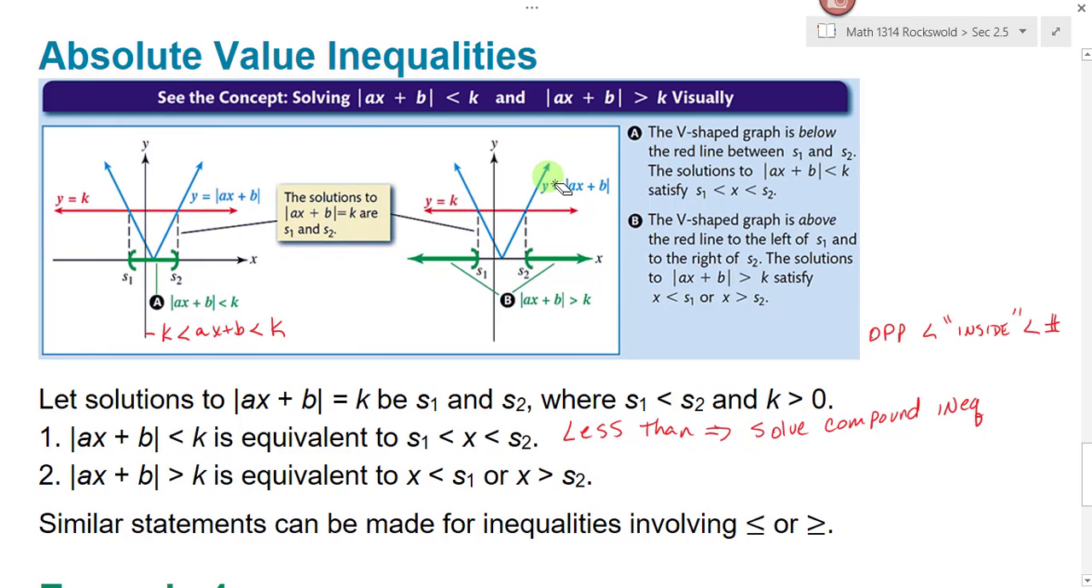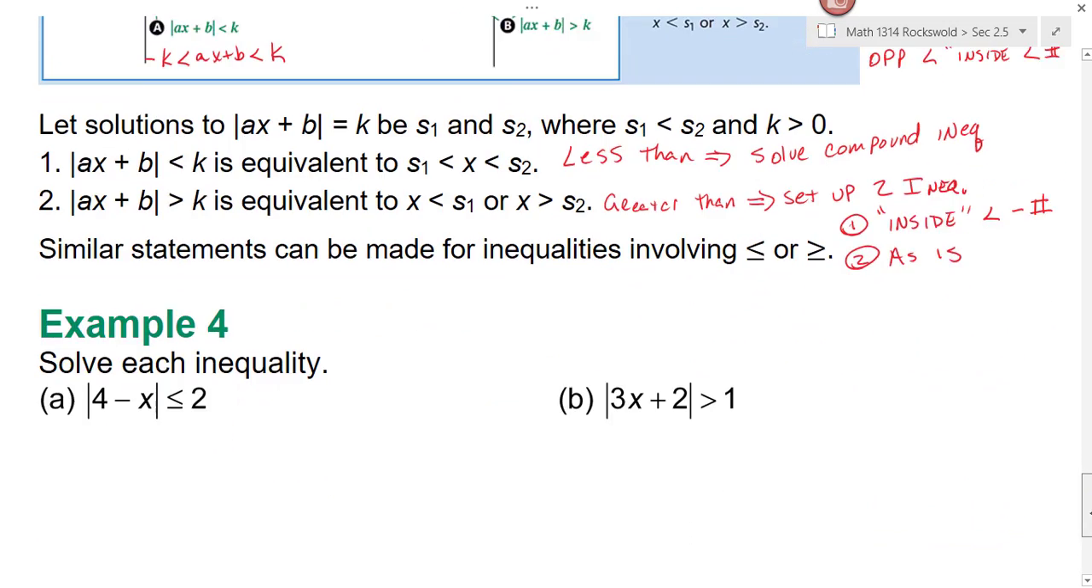If we have an absolute value function is greater than some number, that means it's bigger than or it's above. Our solution is going to be out here to the left of this point of intersection and to the right of this point of intersection. So whenever you have a greater than, you set up two inequalities. The first one, we write the inside of the absolute value bars is less than the negative number. The second one, we just write it as is without the absolute value bars. And you'll see what I mean in a second when we look at these two example problems.